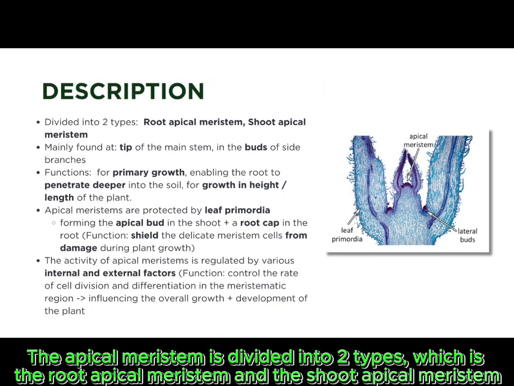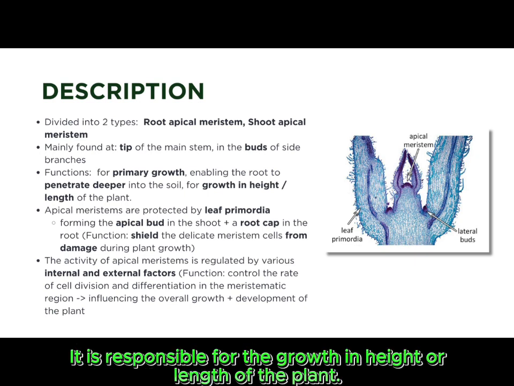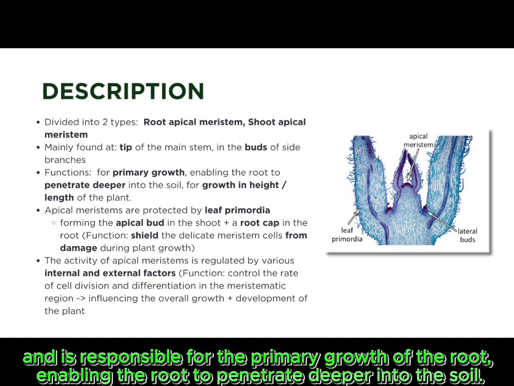The apical meristem is divided into two types, which is the root apical meristem and the shoot apical meristem. In the shoot system of a plant, the apical meristem is found at the tip of the main stem and in the buds of side branches. It is responsible for the growth in height or length of the plant. Similarly, in the root system, the apical meristem is located at the tip of the primary root and is responsible for the primary growth of the root, enabling the root to penetrate deeper into the soil.